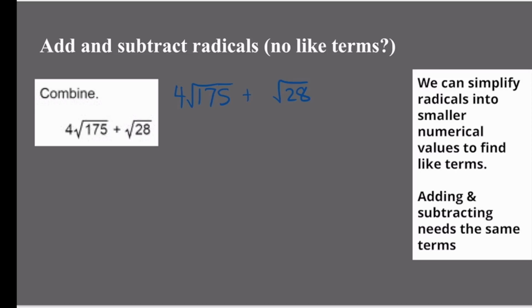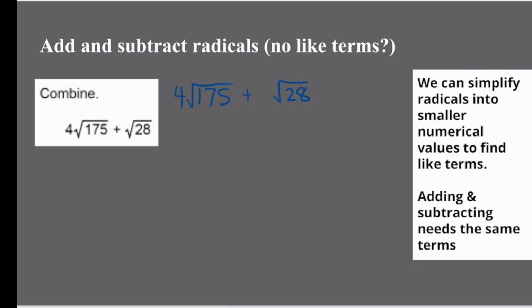What you do is you can simplify radicals into smaller numerical values in order to find like terms. Sometimes they're hiding. So again, adding and subtracting, you need the same terms. So we're going to try to simplify these square roots into smaller pieces, and maybe, hint hint, wink wink, probably, there will be a like term here that we can combine.